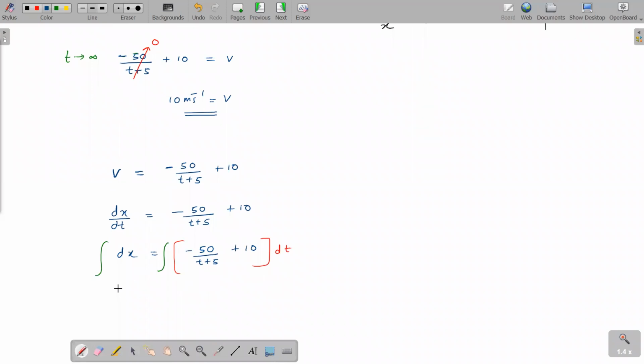So when you integrate with respect to x, over here you get x. Minus 50 over, and when you integrate 1 over t plus 5, it will be ln of t plus 5, right? 1 over x integration is ln x, so 1 over t plus 5 integration is ln of t plus 5. The integration of 10 is 10t. And then don't forget the plus c. So how do we find the c value over here?